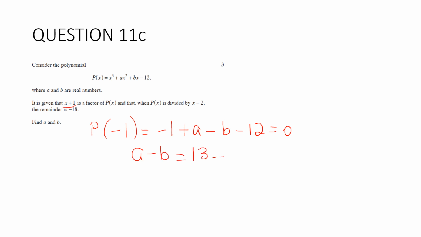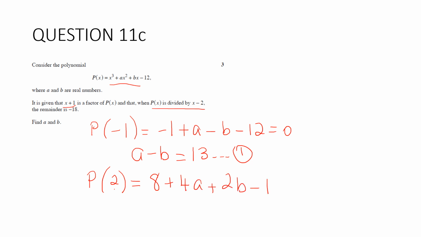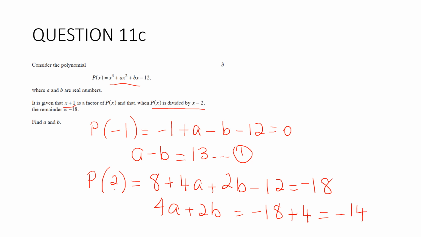There's our first equation. When p of x is divided by x minus 2, in other words substitute 2 in, the remainder is negative 18. So 2 into here, 8 plus 4a plus 2b minus 12 is equal to negative 18. 4a plus 2b, 8 take 12 is negative 4, so plus 4 is equal to negative 14. Dividing through by 2, 2a plus b is equal to negative 7. And that's our second equation.